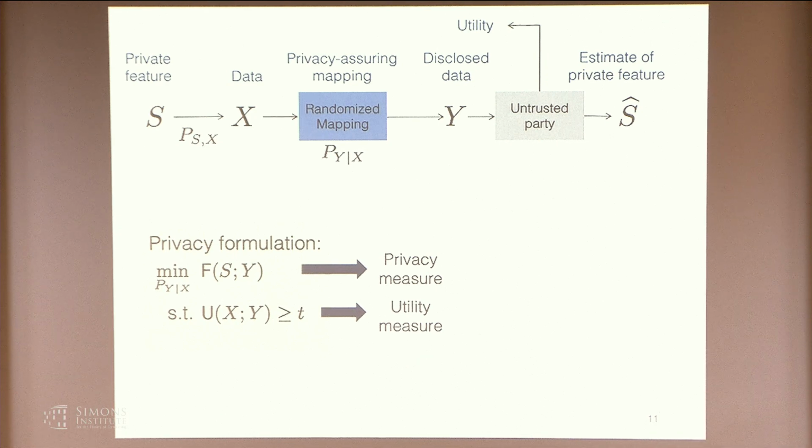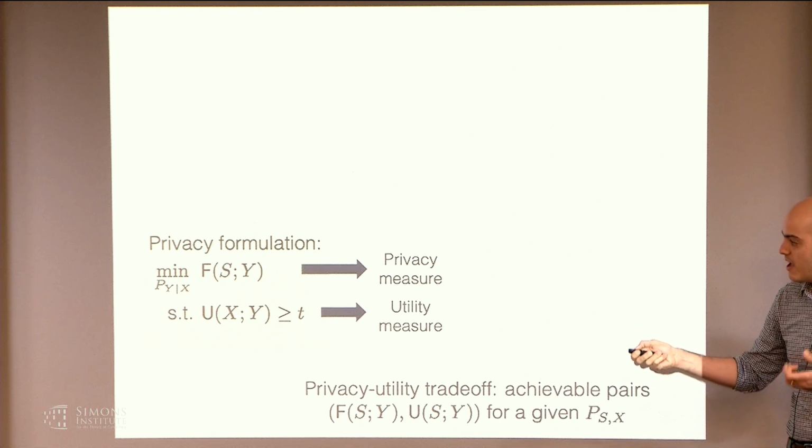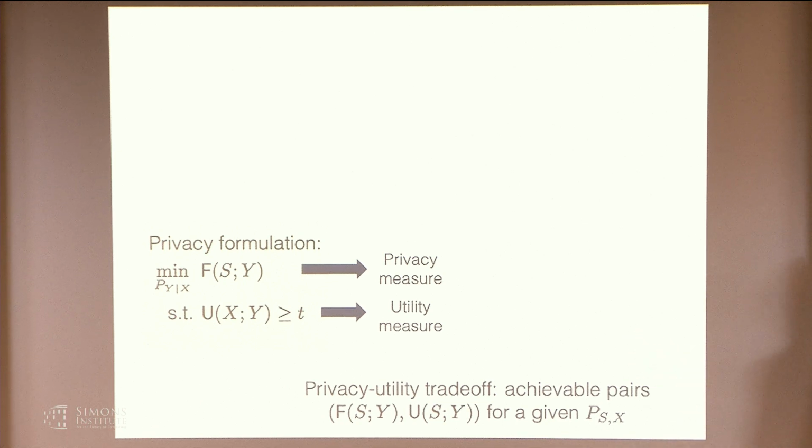I'm trying to assure that this utility between X and Y is above a certain value, however you may measure it. And today we're going to be trying to understand, for different values of privacy measures and utility measures, what are the joint range of pairs of privacy and utility that we can achieve, across all possible privacy-assuring mappings. So we want to understand what is the set of these achievable pairs for a fixed distribution P of SX, okay? So that's what we're doing.